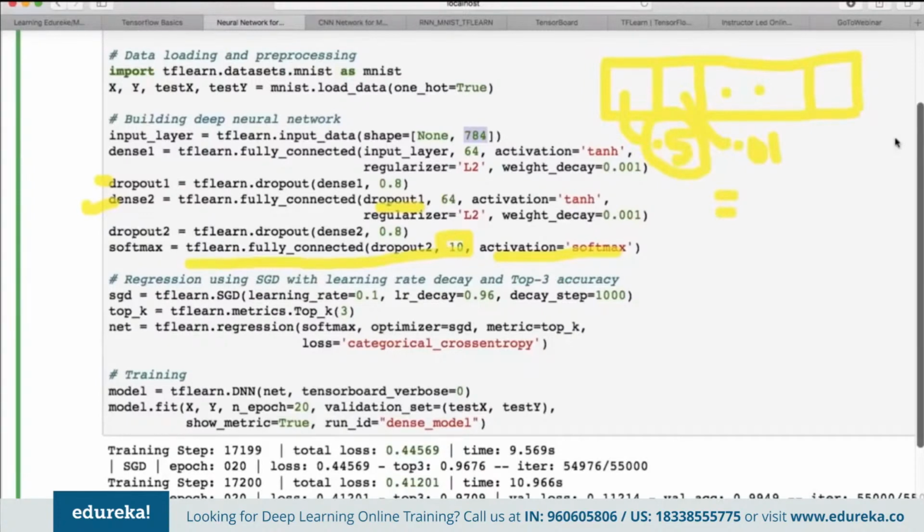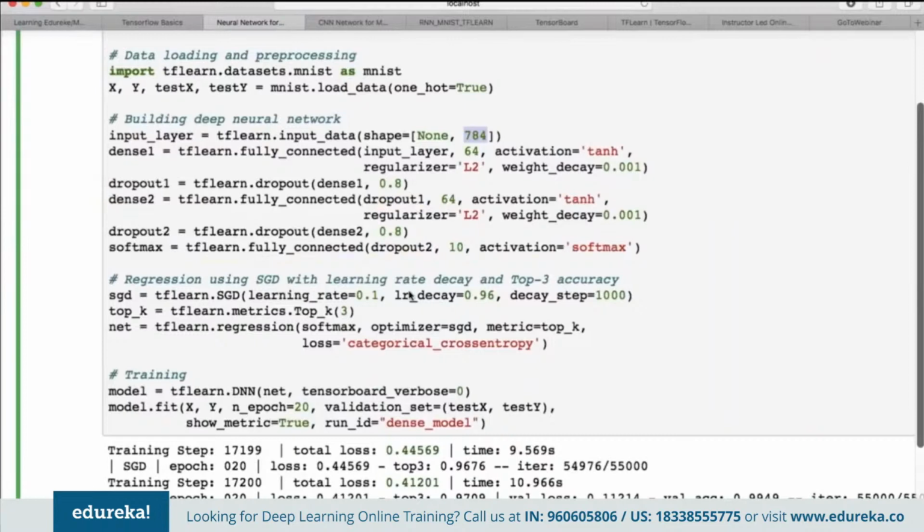The model is predicting that this particular example belongs to, or is equal to, 0, and then we will be checking how it really works. Regression with SGD, with learning rate decay and top 3 accuracy. So what we are doing is, let me select it. SGD, we have discussed what SGD means: stochastic gradient descent.